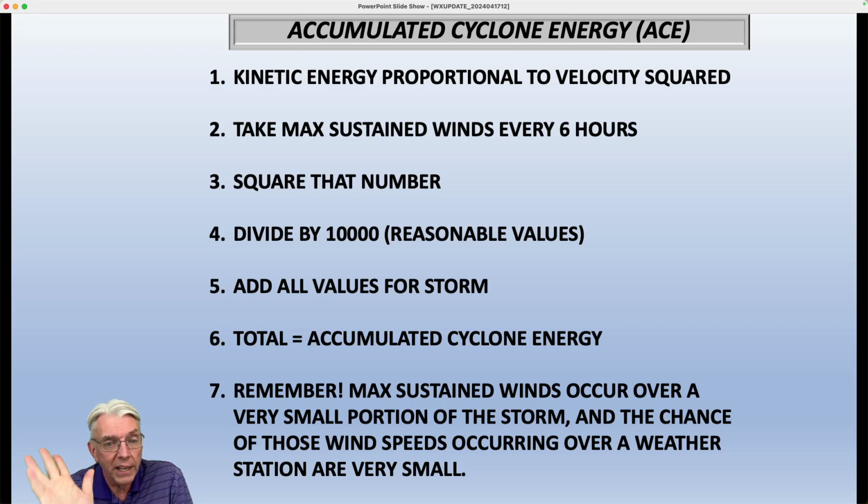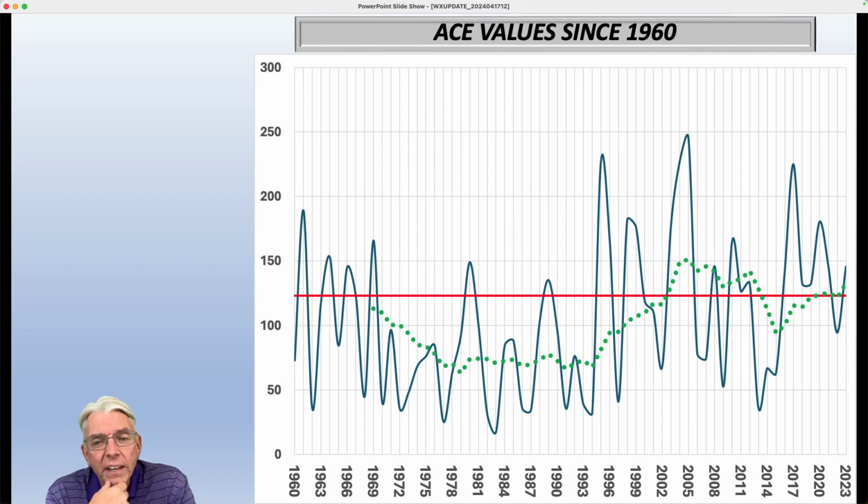And so again, the chance of those small pockets where those wind speeds exist going over top of a weather station taking observations is very small, so there's nothing inconsistent about what's going on there at all. So can we please trash that conspiracy theory? Okay. All right. So here are the accumulated cyclone energy values since 1960.